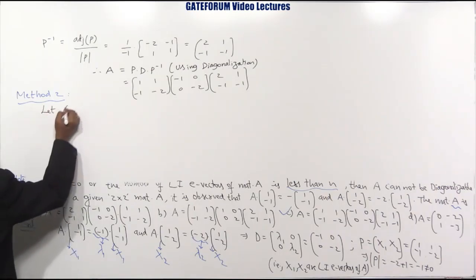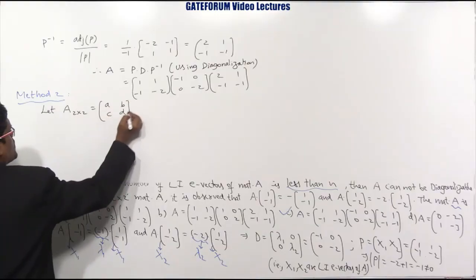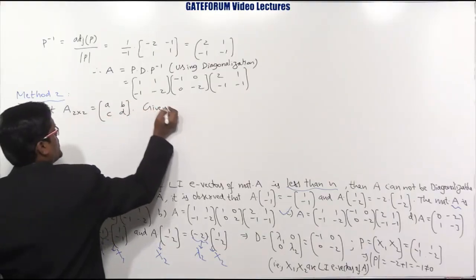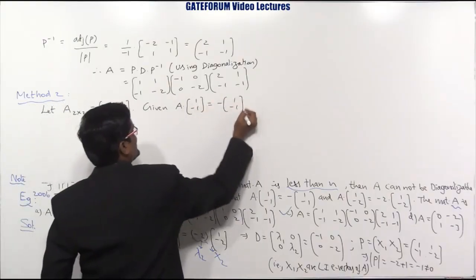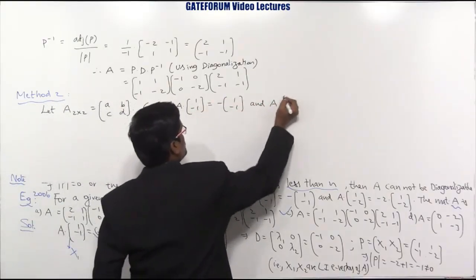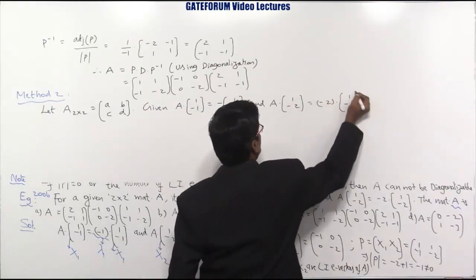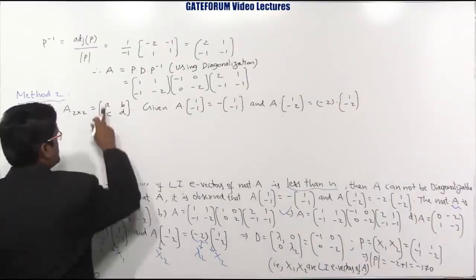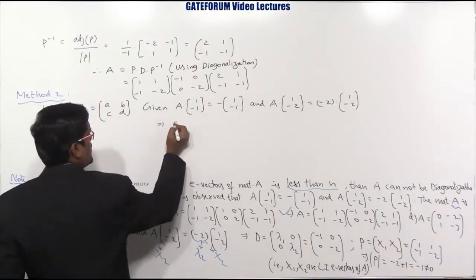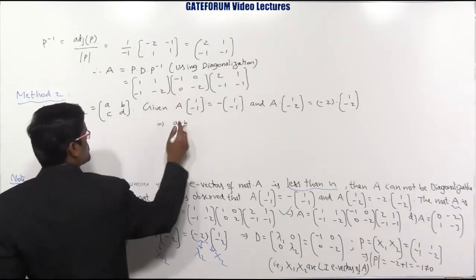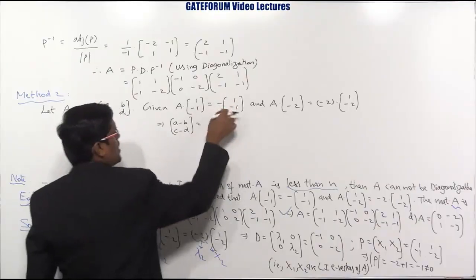They are asking for a 2 by 2 matrix A, 2 cross 2, 4 elements; let us take a, b, c, d. Given A into [1, -1] is equal to minus of [1, -1], and A into [1, -2] is equal to minus 2 into [1, -2]. Just substitute the matrix A. This 2 by 2 matrix is multiplied with the column. So first row into column gives a minus b, second row into this column gives c minus d, equal to minus multiplied by every element of the column.